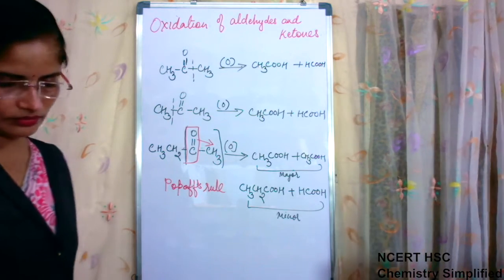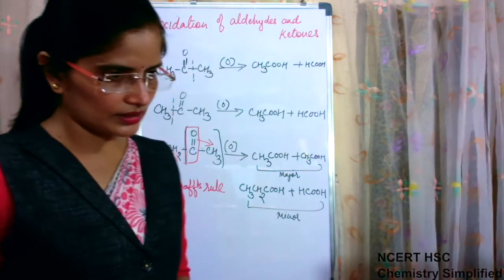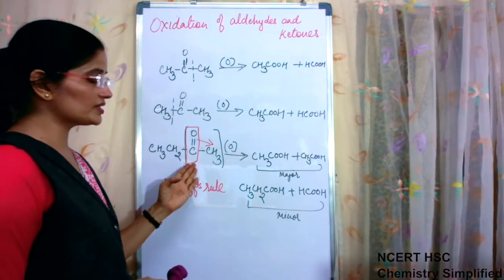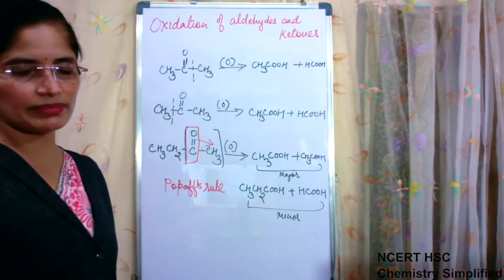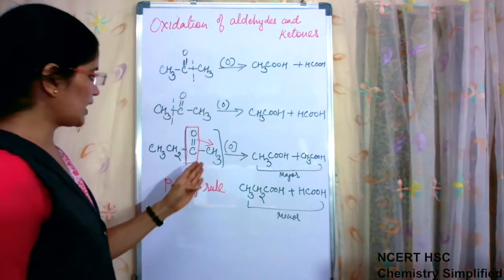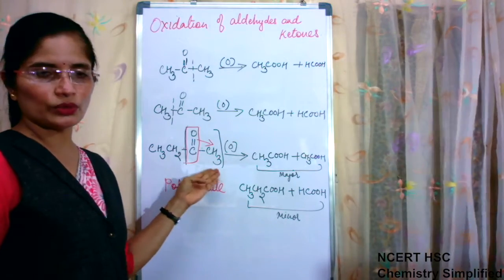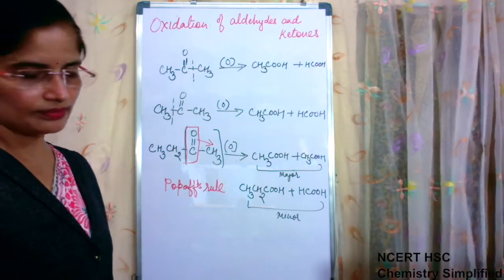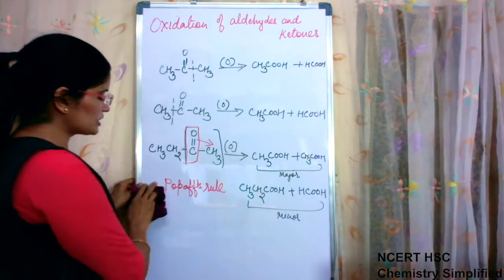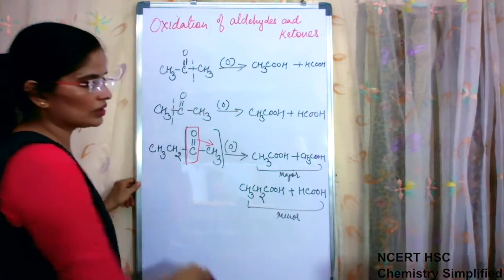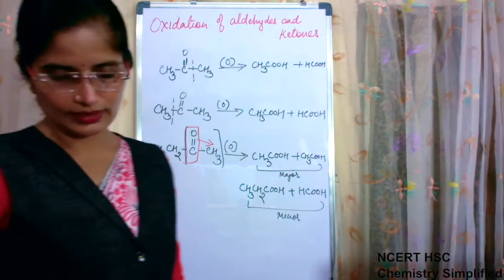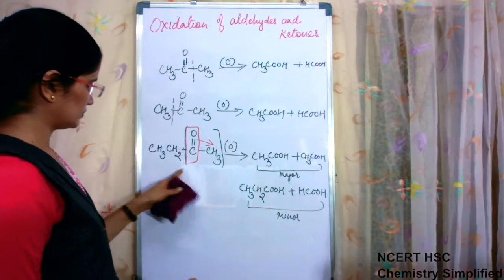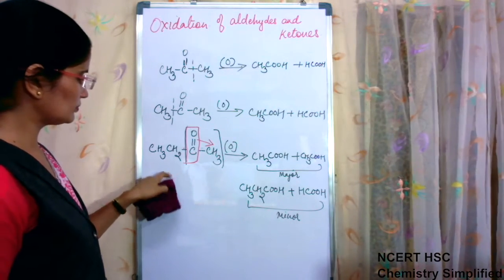Ma'am, if the chain is at the terminal. See, if it is terminal, how can it be a ketone? A ketone will always be in the middle, at least one group will always be there, then only it will be known as a ketone. If it is terminal, it will become an aldehyde. So it is not possible with terminal, and the rule is not applied for aldehyde. Yes, ma'am.